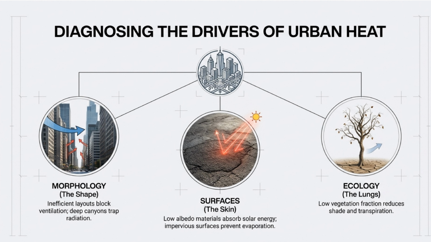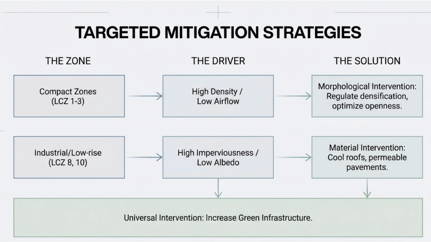This finding has profound implications for urban planning, suggesting that high-rise development isn't inherently good or bad for heat, but requires careful consideration of street width, building spacing, and orientation. In contrast, three local climate zones emerge as thermal refuges.